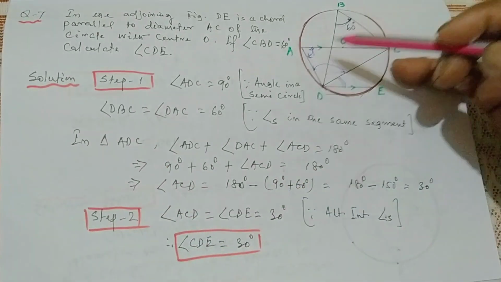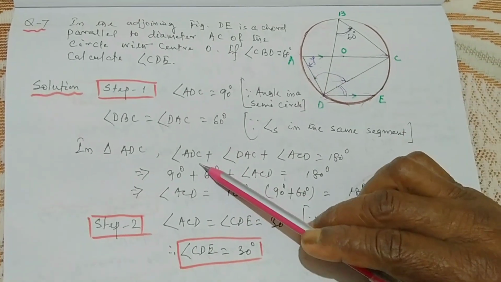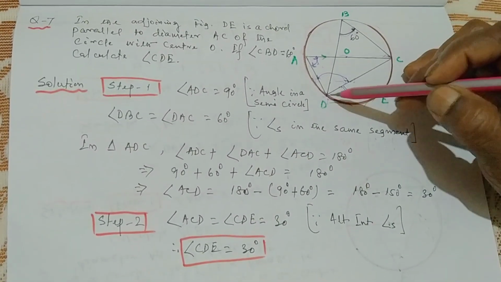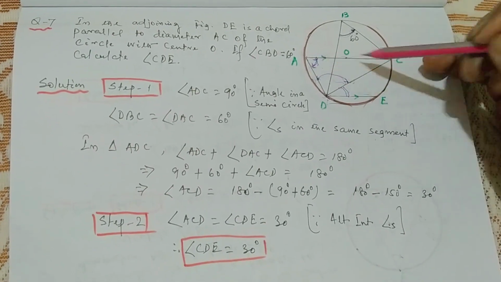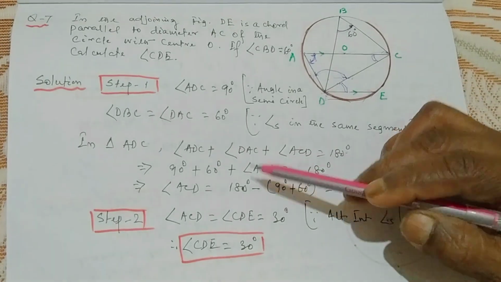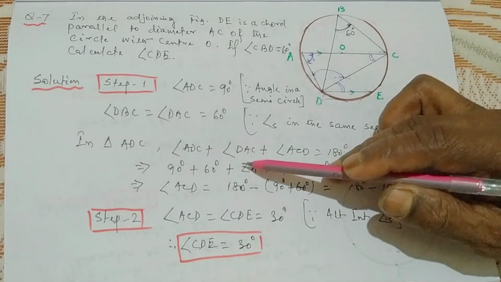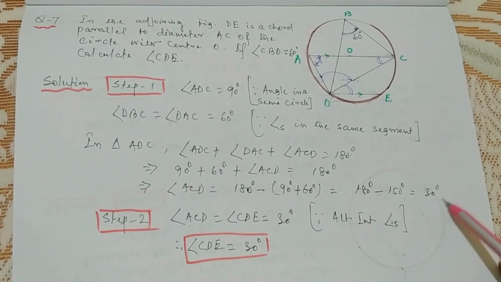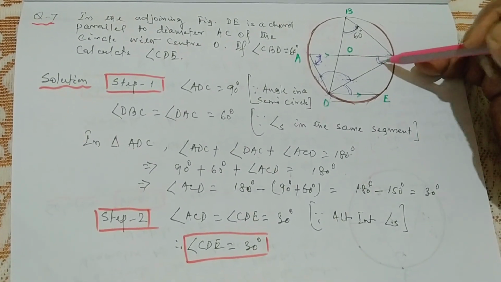In triangle ADC, in this right angle triangle, angle ADC, this angle plus angle DAC, this angle plus angle ACD, this angle, the sum of these three angles equal to 180 degree. Angle ADC, value of this angle is 90, DAC that is equal to 60 and plus ACD. So now angle ACD is equal to 180 minus under bracket 90 plus 60, is equal to 30 degree. That means the angle ACD, the value of this angle is 30.